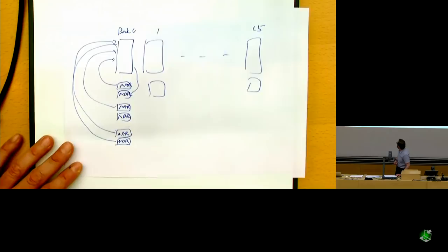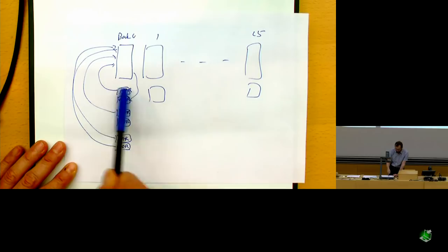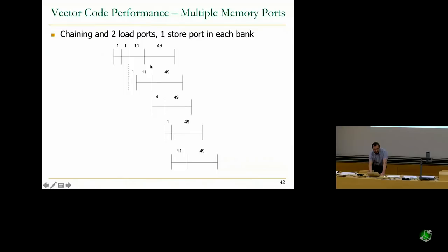Now, how do you do that? You need to add more ports to memory, and you've seen all of the logic design before. You could actually construct a memory that can do this. But it's expensive because now you have three ports to your memory, two load ports and one store port. But it's going to buy us benefit. And the benefits you'll be able to quantify. Essentially, this is the benefit we get.